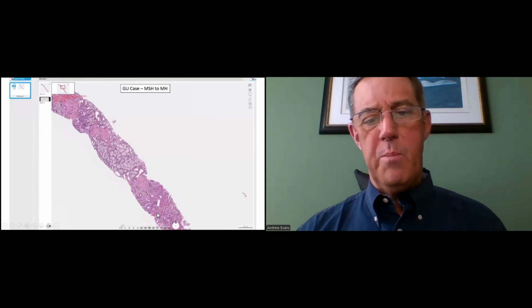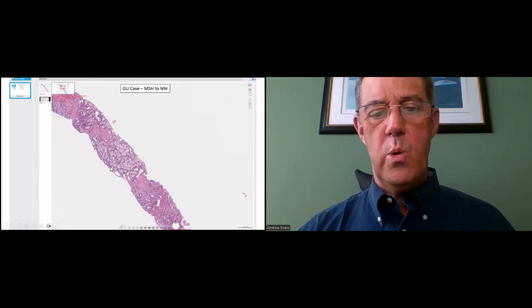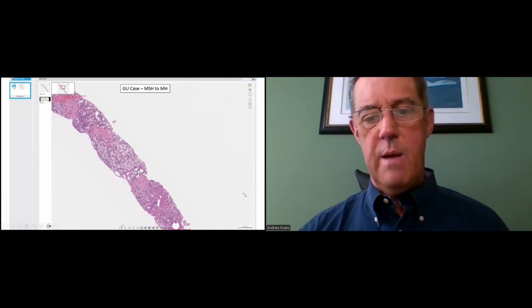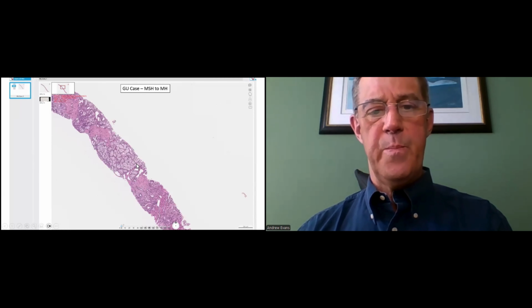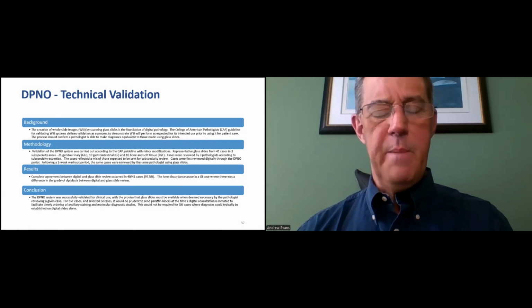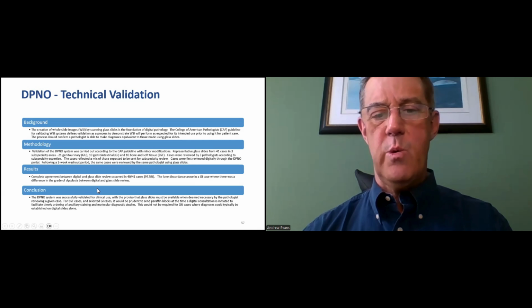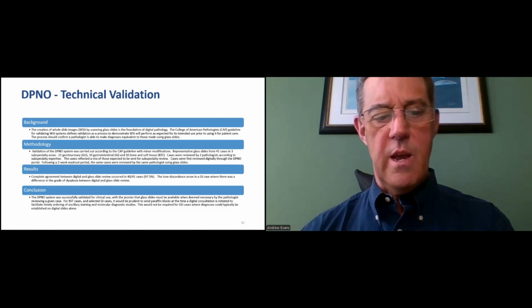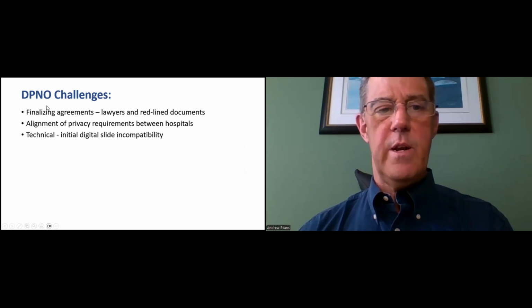And so here's one example of a case that was sent from Mount Sinai to Mackenzie Health. Absolutely fine, clear cell renal cell carcinoma, core biopsy, no issue. We were able to validate it, going through a series of cases in GU pathology, GI pathology, and soft tissue involving 3 pathologists in those key areas. So we were able to validate it technically, but we did run into some challenges, such as finalizing agreements.